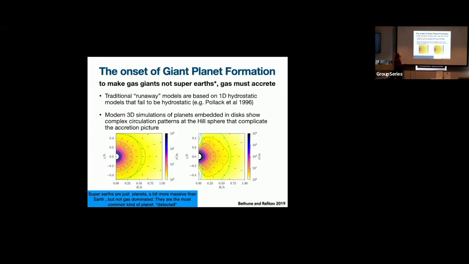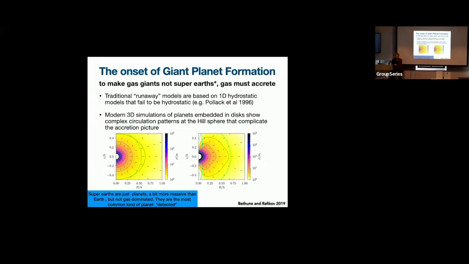When people started breaking away from 1D models and doing 3-dimensional models, we began to see that if you go to scales well inside the Hill radius, this is sort of the region of gravitational influence of a growing planet, you start to see these dramatically different circulation patterns. Instead of material just collapsing in 1D radially, you see circulation, you see rotation, and this complicates our picture of when planets begin to grow rapidly and turn from being mostly terrestrial or rocky planets with a small atmosphere to something like Jupiter or Saturn.